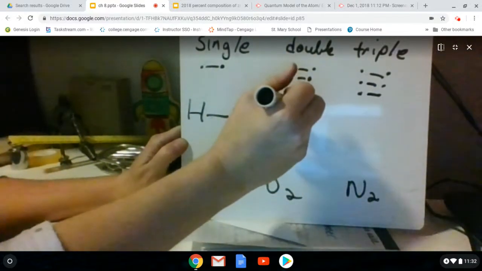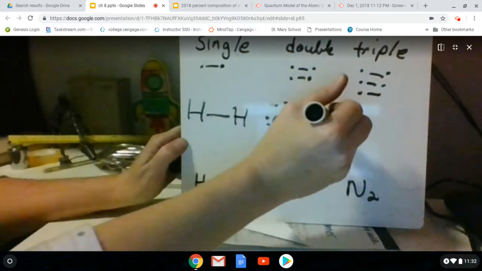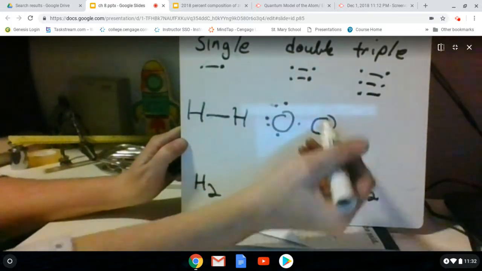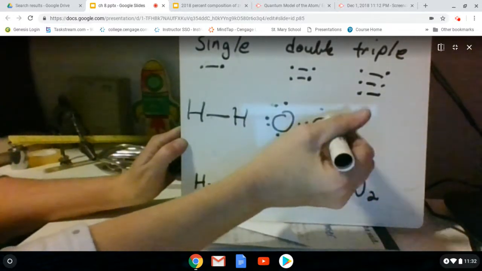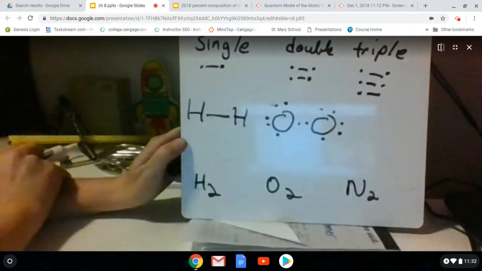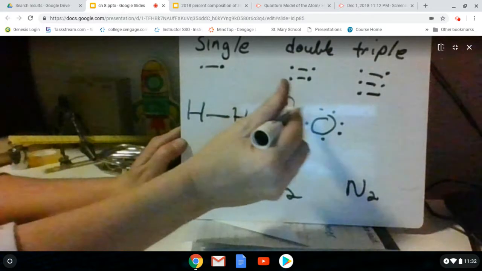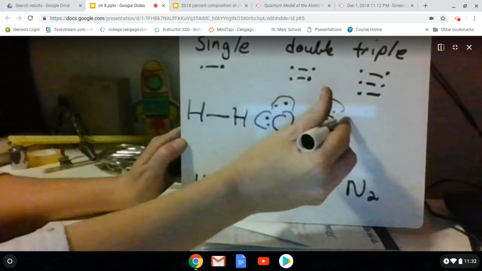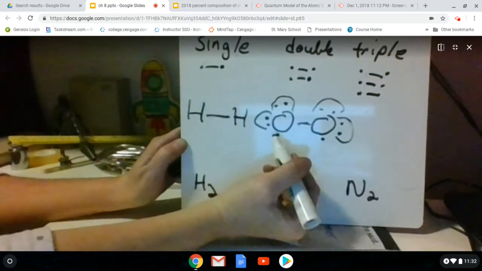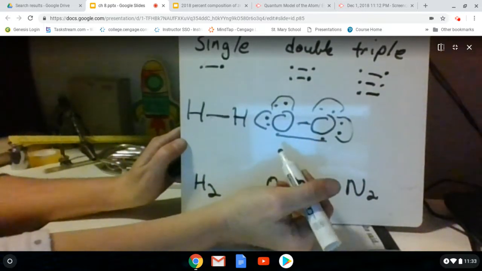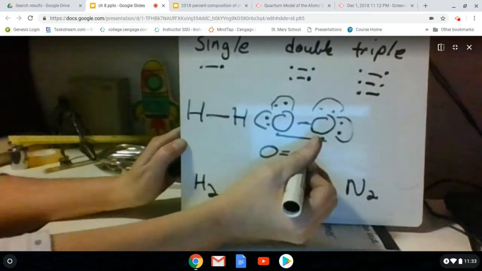Oxygen has 6. 1, 2, 3, 4, 5, 6. And we have 2 of them. That's what that 2 means. So oxygen has 2 lone pairs. We're not going to touch them. Then these bonding pairs will connect, and these will connect to form a double bond, so that the final structure will look like this.